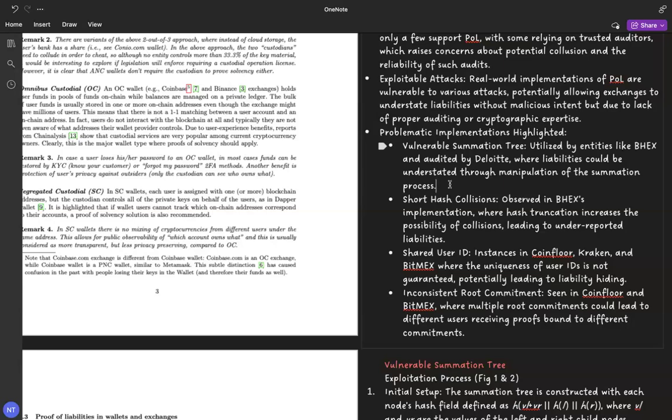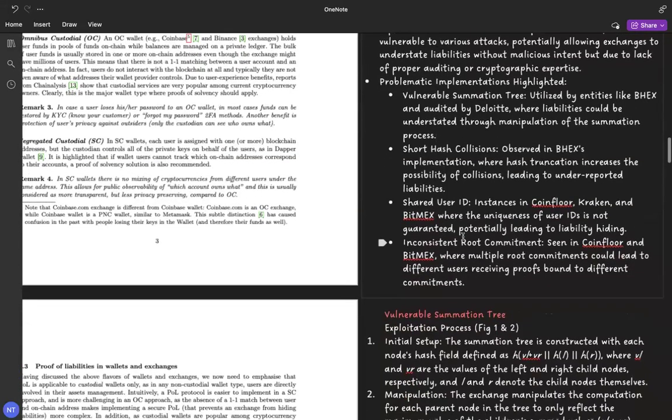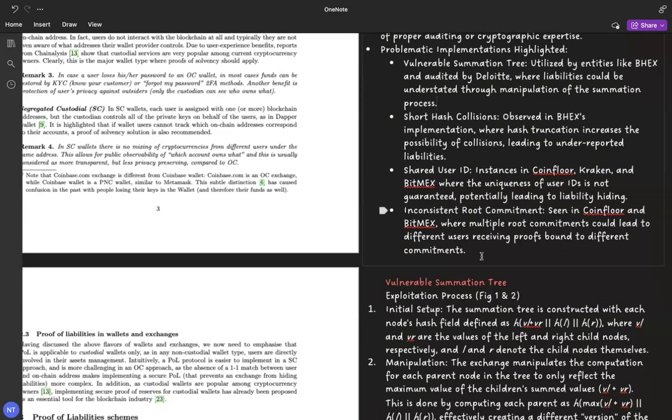And the second one is a short hash collision, where you truncate the hash and then use that as the hash. This has a possibility of collisions. We discussed that. And then the third one is the shared user ID. When they are building the Merkle tree, if you are using a user ID as the main identifier, some of the exchanges have non-unique identifiers on their side, which resulted in errors where two users go into the same leaf node. And then the last one is inconsistent or multiple root commitments, where exchanges publish different data in different places.